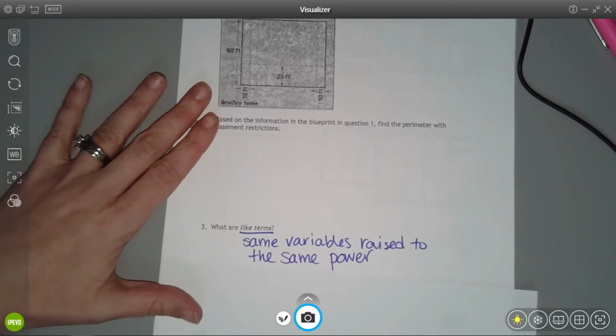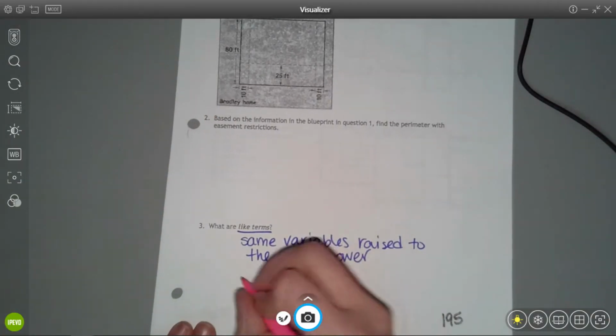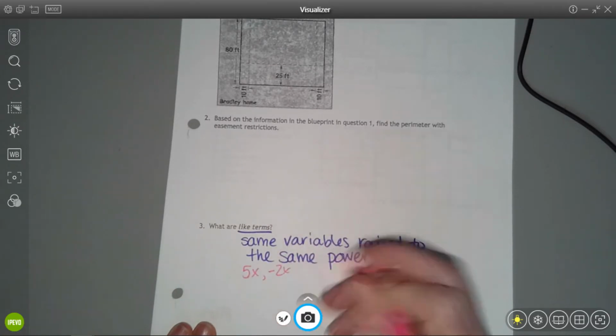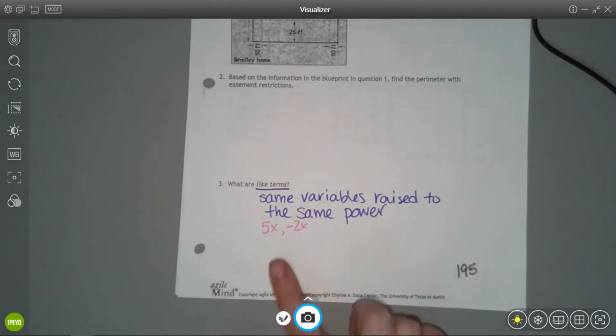I want to know, what are like terms? They are terms that have the same variables raised to the same power. Some examples of like terms could be 5x and negative 2x. They have the same variables. I don't care if the number is different or the same. What I care about are the variables that are with it.